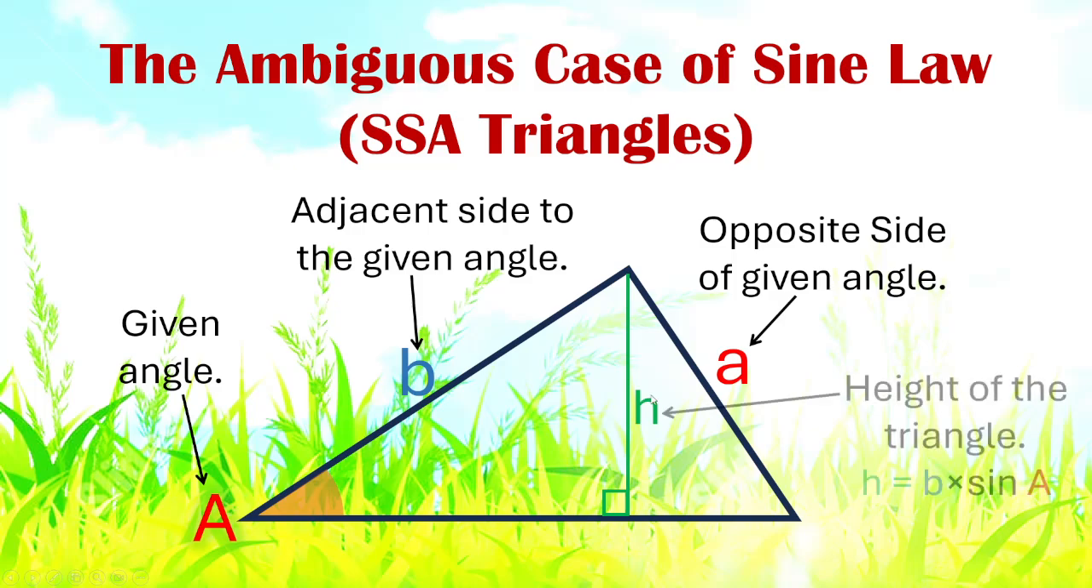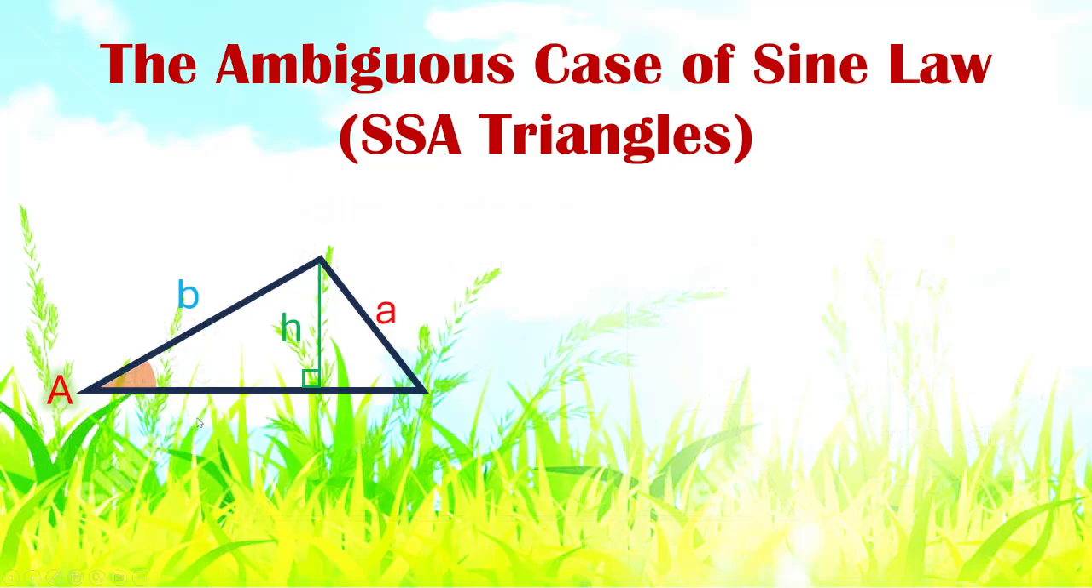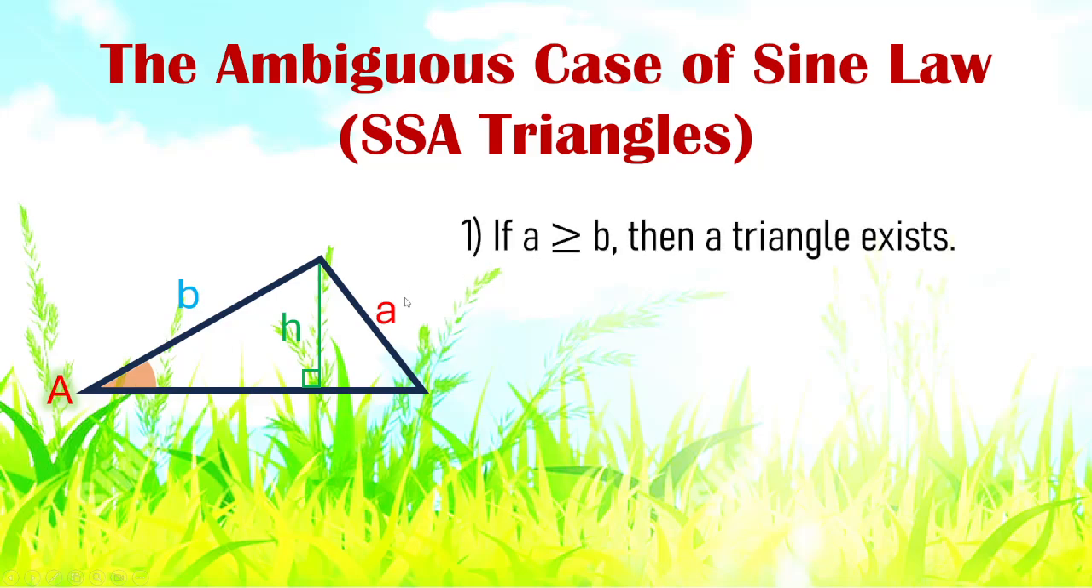The height here plays an important role, and it can only be computed by multiplying the adjacent with the sine of the given angle. It's not a complicated formula. So let's move forward. The form depends on what is given. If the opposite, which is opposite the given angle, is greater than or equal to the adjacent side, then automatically one triangle exists, and we can use the sine law to compute the other missing parts, that would be the other angles and sides that are not yet given.